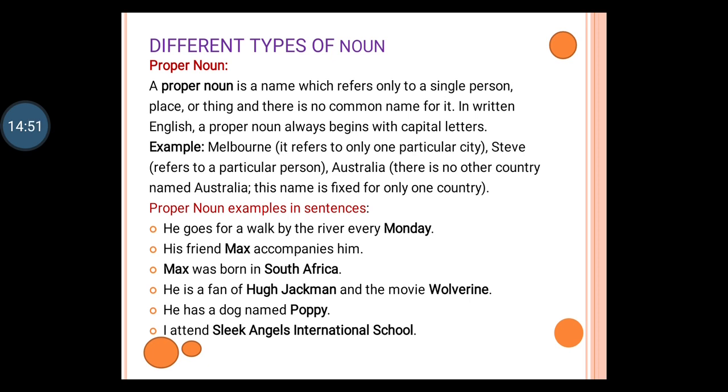Proper nouns will be treated as a topic on their own eventually as you go higher in school. But just know that it is a name which refers only to a single person, place, or thing, and there is no common name for it.